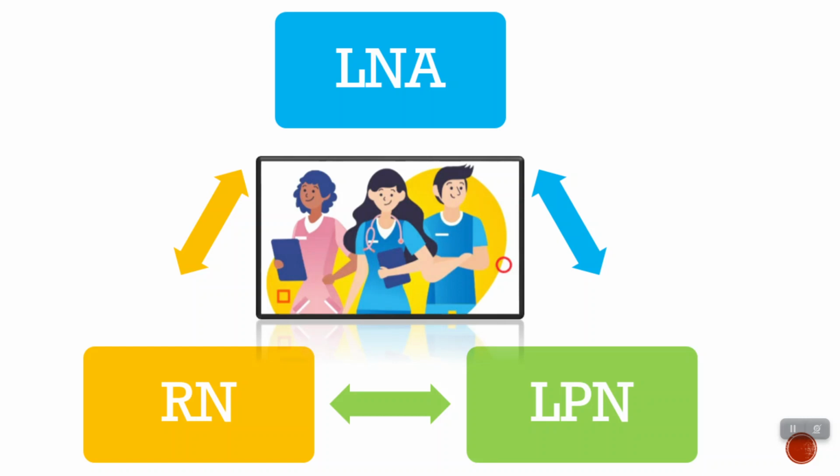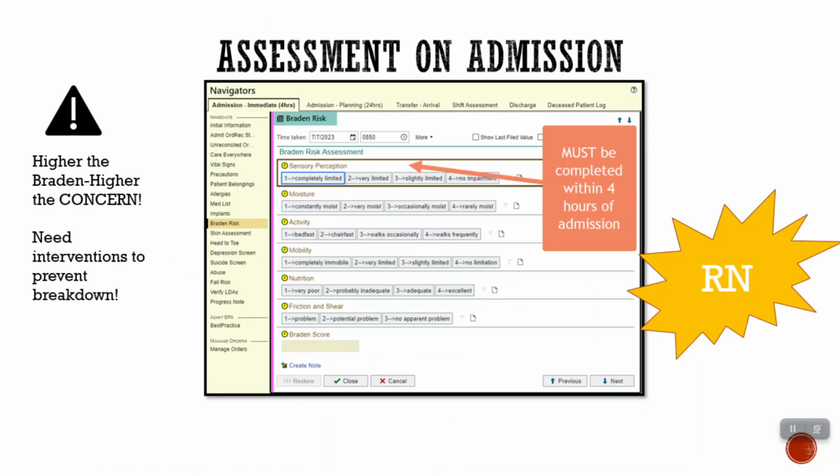You'll also notice, I'm going to click to the next slide. If you notice on the right hand side, there is a really fancy star, pow. That indicates the individual who is responsible for aspects that we'll be talking about. So we're going to begin with assessment on admission. Now, when does this need to be done? That's super easy. It must be completed within 4 hours of admission.